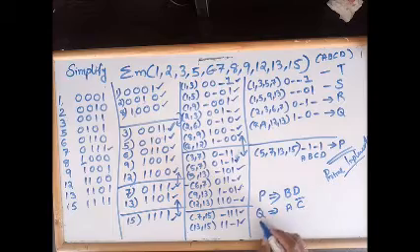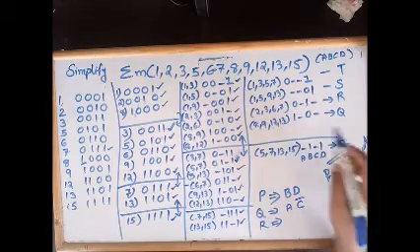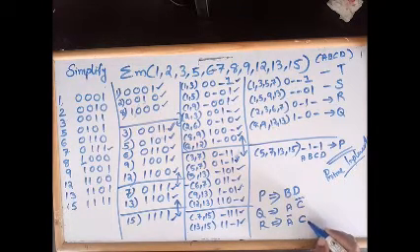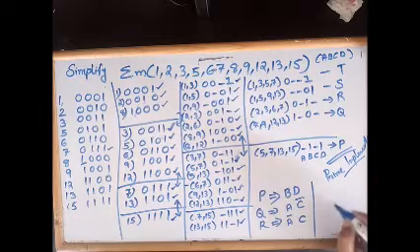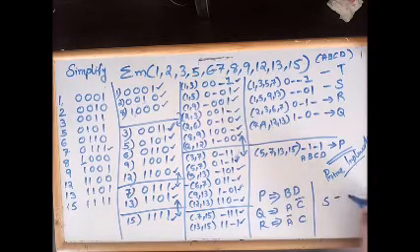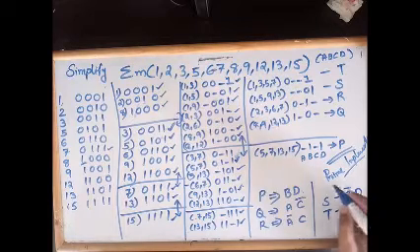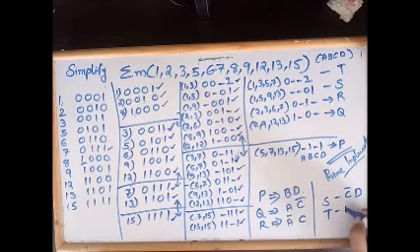Then R is A is 0, so A bar, B absent, C, D absent. Similarly, what about S? S is blank blank 0 1, that is C bar D. And what about T? T is A bar, B, C absent, D. So these are your prime implicants.